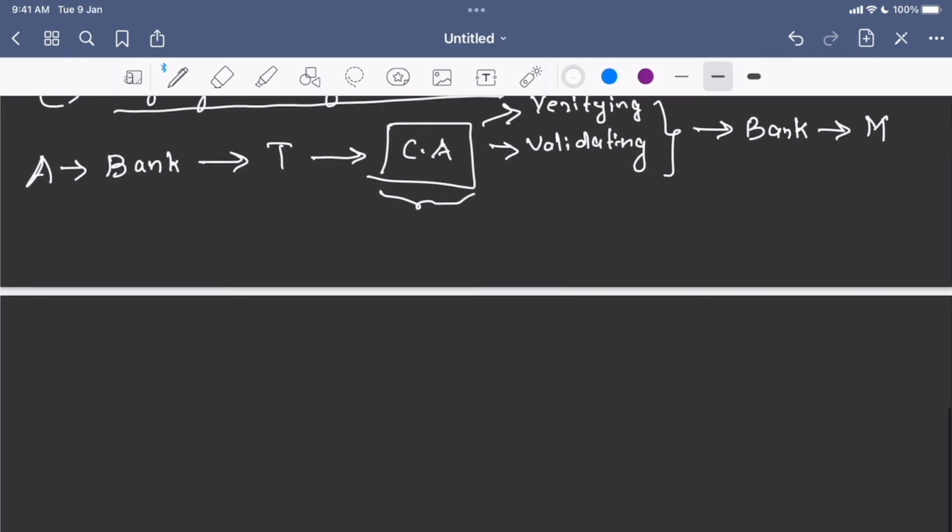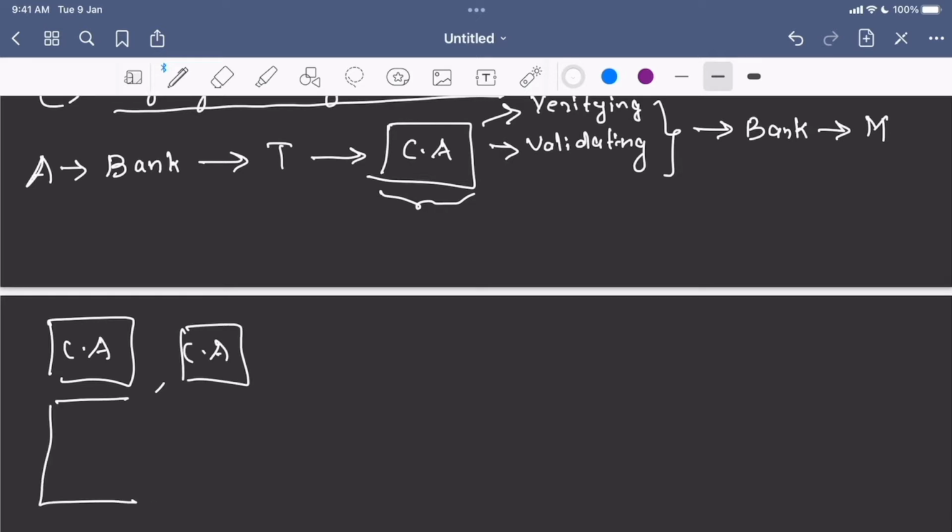There can be many central authorities, and each of them maintains a private ledger. Let's say they have something like a table with whose transaction it is, the transaction amount, and then to where it is going, etc. It's just an example. So each of them will have a private ledger like this.